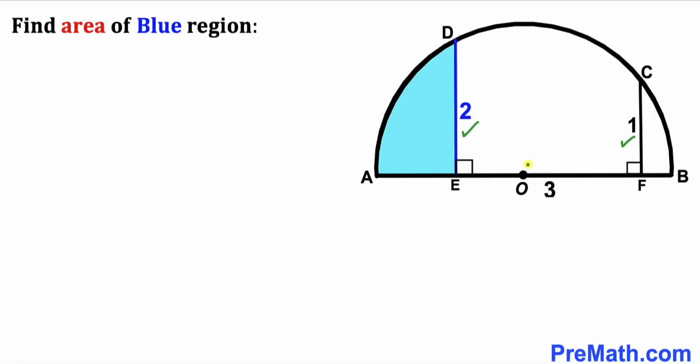In this video, we have these two vertical segments, ED and FC, fully confined in a semicircle with the center, as you can see in this diagram, such that this segment DE length is 2 units, whereas this segment CF is 1 unit. And moreover, this length EF is 3 units. Now our task is to calculate the area of this blue shaded region.